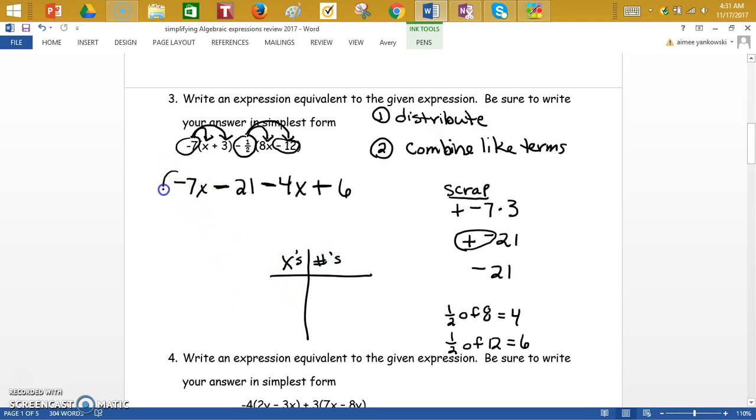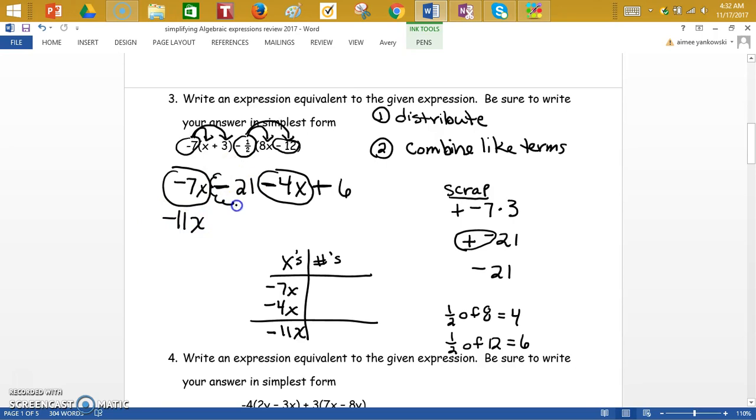So for my x's, I see I have minus 7x, minus 4x. Signs are the same. I'll find the sum. I'll keep the sign. 7 and 4 is 11. So that's 11x. But they were both negative, so it's still negative 11x. If I started at negative 7 on the number line, I moved 4 to the left, I'd be at negative 11 on the number line. So I know for my x's, that's negative 11x.